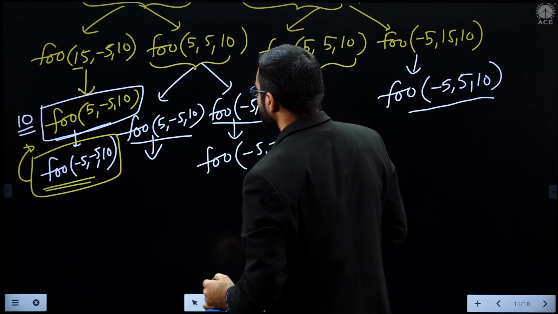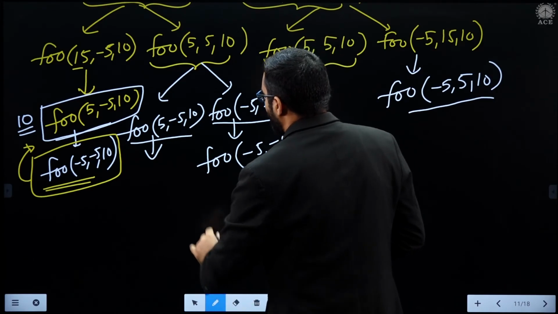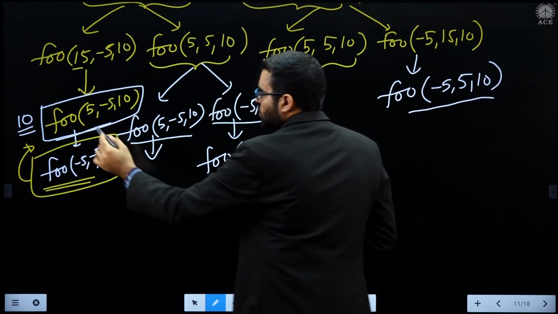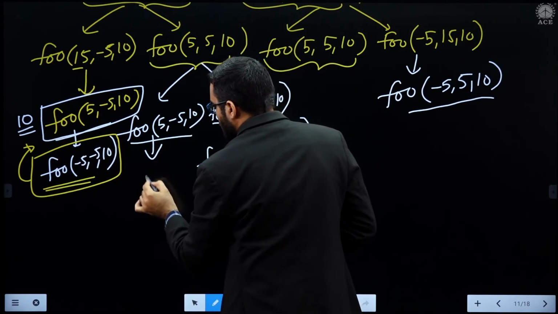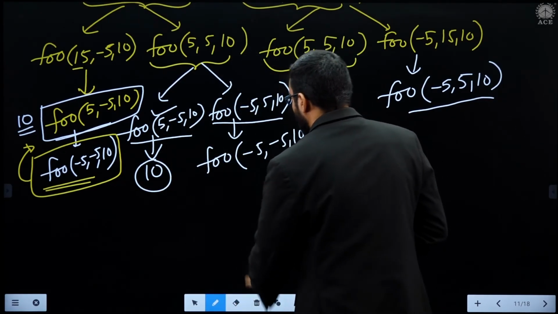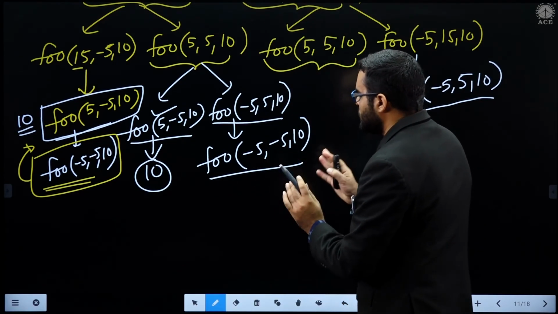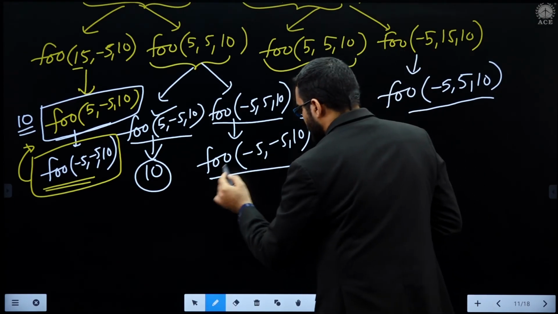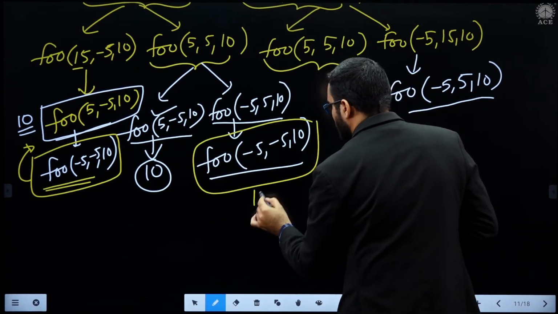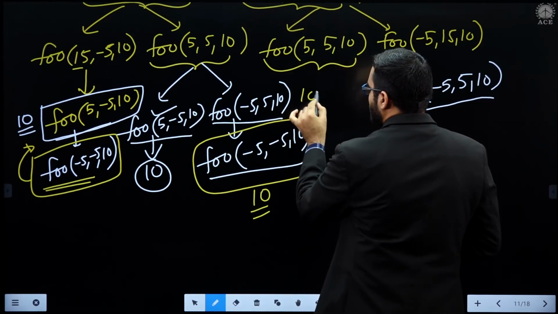Next, you can notice that what is the value of this foo of 5, minus 5, 10? You can see this function call and this function call are exactly the same. So this function call is returning value 10, so this function call will also return value 10, okay. Next, what is the value returned by this function call? That is also 10, because x and y both are less than or equal to 0. So the value that we will return is 10. This function call will return value 10, and hence this function call will also return value 10.